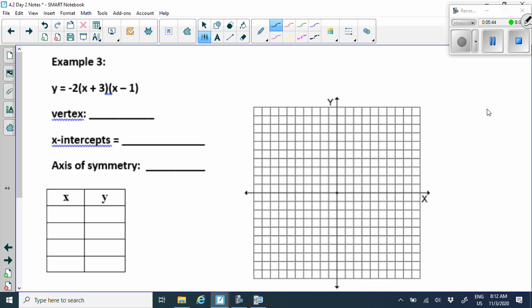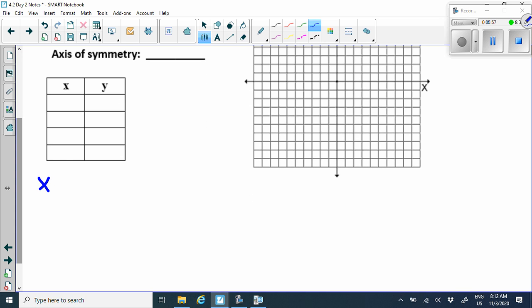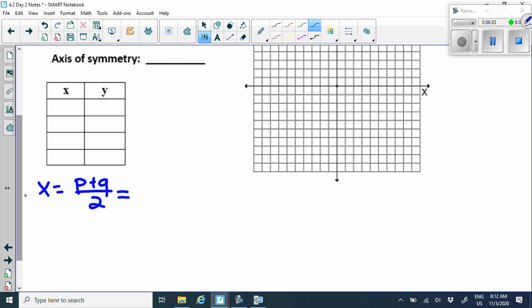Okay, let's see what you got here. So for our vertex, notice our P and Q. We're going to have negative 3 and positive 1. Our A value is negative 2. So we do P plus Q divided by 2. Here we have our negative 3 plus 1, so we get negative 1 here.